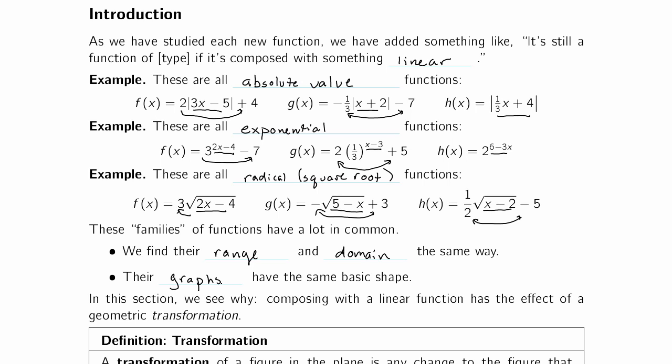So what's so special about composing with something linear that the graph keeps the same basic shape? But if we compose with something exponential, say, that takes over the function's entire life. Well, it turns out that composing a function with something linear has the effect of a geometric transformation. What do I mean by that?